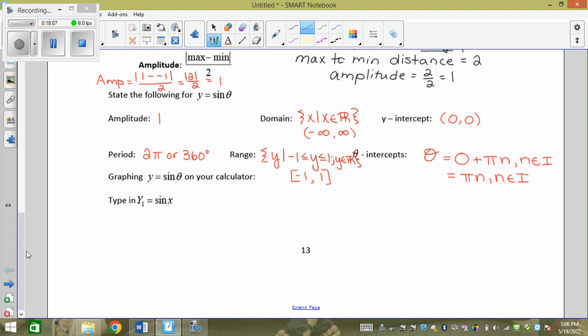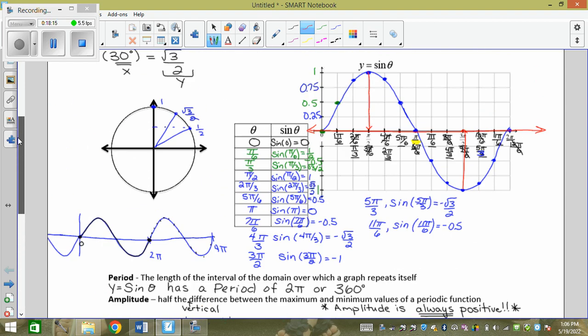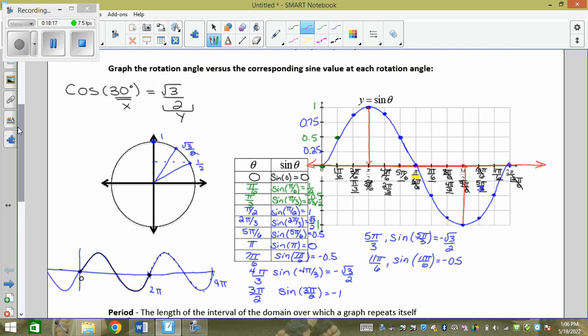If you want to see what matches ours, you're going to literally want to put in the window that we have. So go to your window. What's my x minimum on this window? 0. And what's my x maximum? 2 pi. So put x min at 0. Put x max of 2 pi.